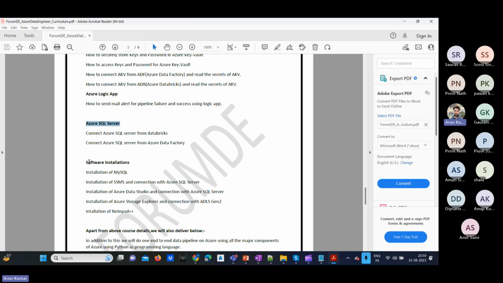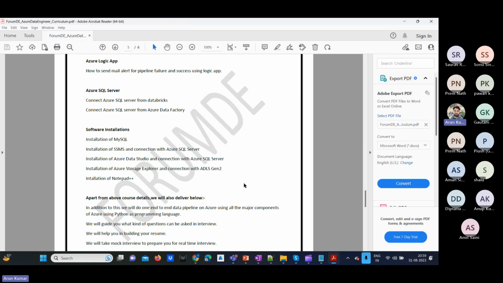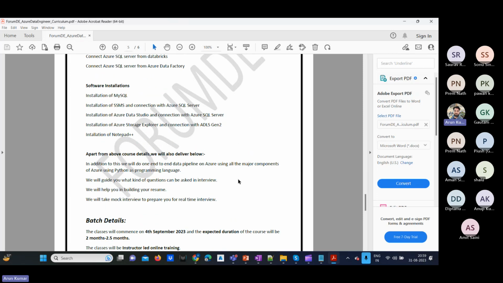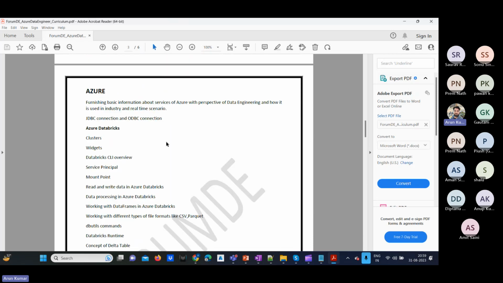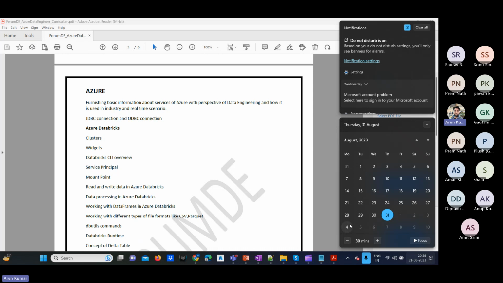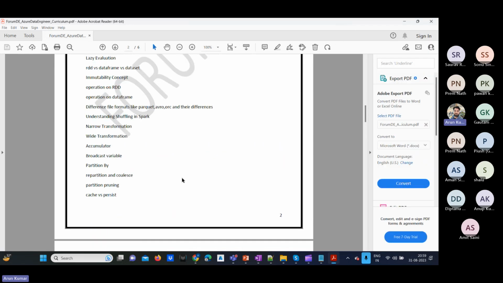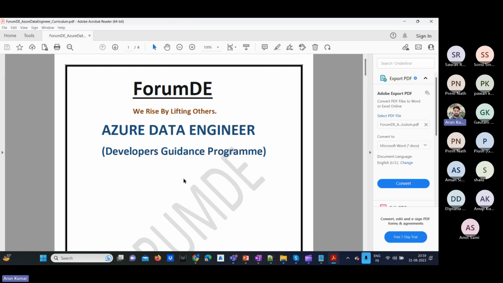And I'll be helping you to do some of the installations in your system, which is important for this session to proceed further. So this is the whole syllabus that will be covered in the batch that is going to start on 4th of September. The classes will be on Monday, Tuesday, Wednesday from 8 p.m. to around 9:30 p.m. So this is all the information that I wanted to give you.